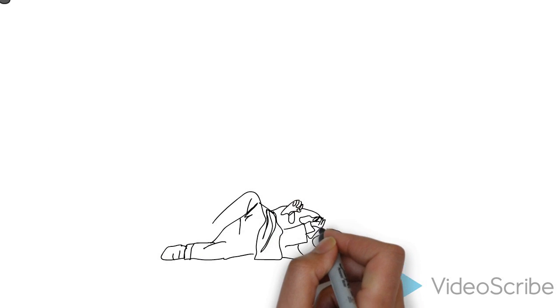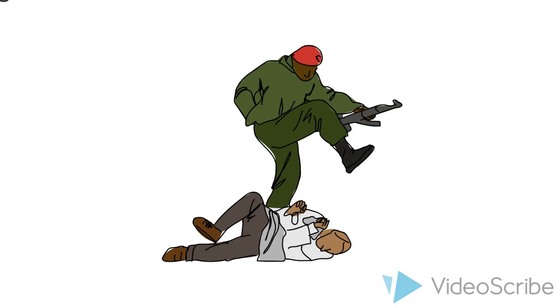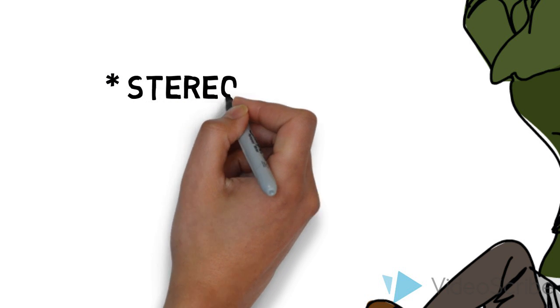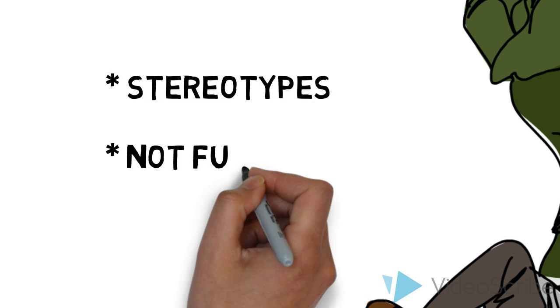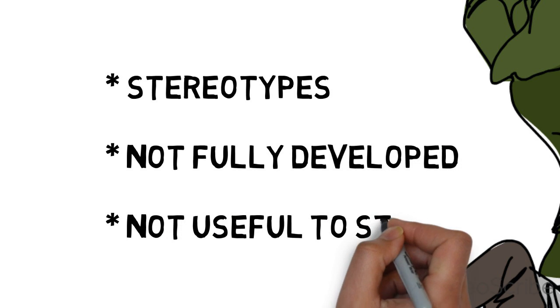A flat character most often represents a stereotype. They will not be fully developed. They may be used in the background of a story or for quick reference, but if a character is not developed, a reader won't become attached to them. In this way, a flat character is not very useful to a story.